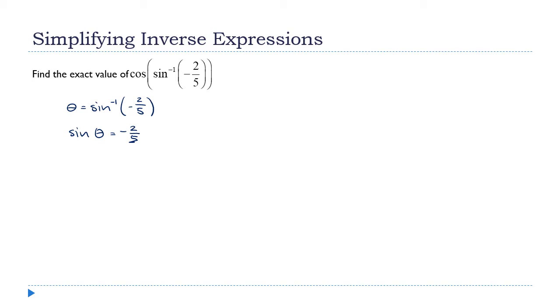So let's do this. I'm going to draw a right triangle. I'm going to put theta here. And I know that the sine of this angle is negative 2/5. Sine is opposite over hypotenuse. So I'm going to put a 2 here and a 5 here. Disregard the negative sign, all right? I'm going to think about ranges and quadrants and get the negative sign straightened out at the very end.